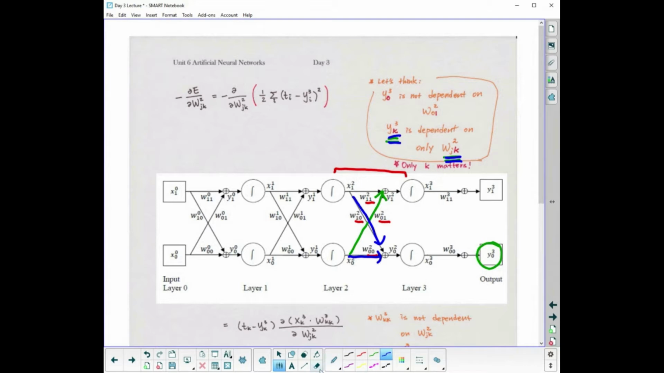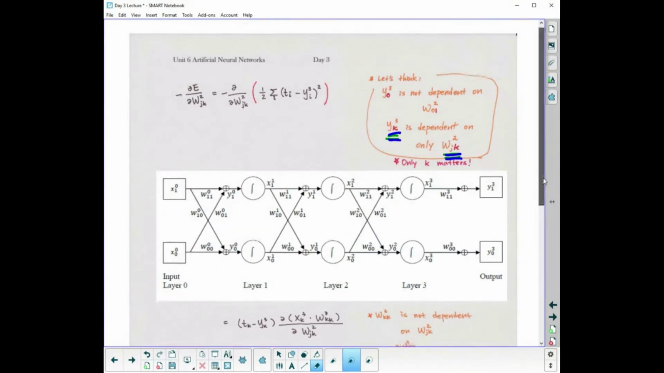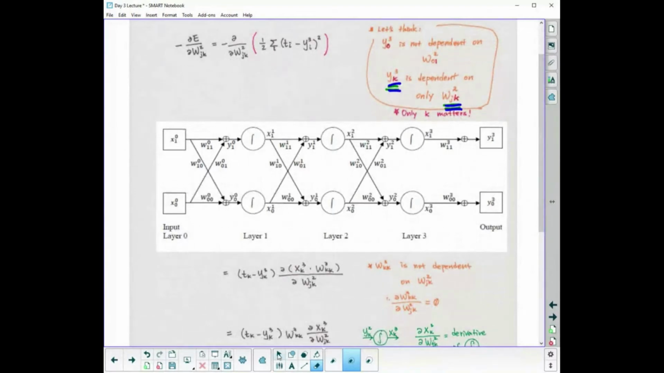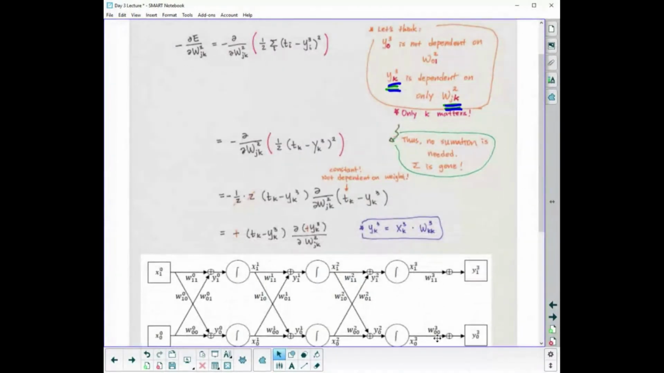So only K matters. The reason we were talking about this is because we do not like the sigma. Because of this, we can take out the sigma, because we care only about K. So you don't worry about the different output levels, only output level K. That means the summation is gone. So I can rewrite it as T sub K minus Y sub K layer 3, squared.